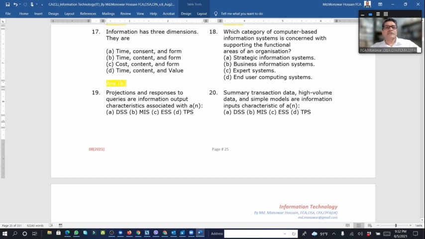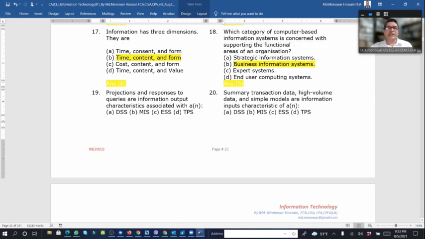Time, content, and form. Answer B. Which category of computer-based information system is concerned with supporting the functional area of the organization? Strategic information, business information, expert, end user computing system. So what would be the answer? Here it says business information system.